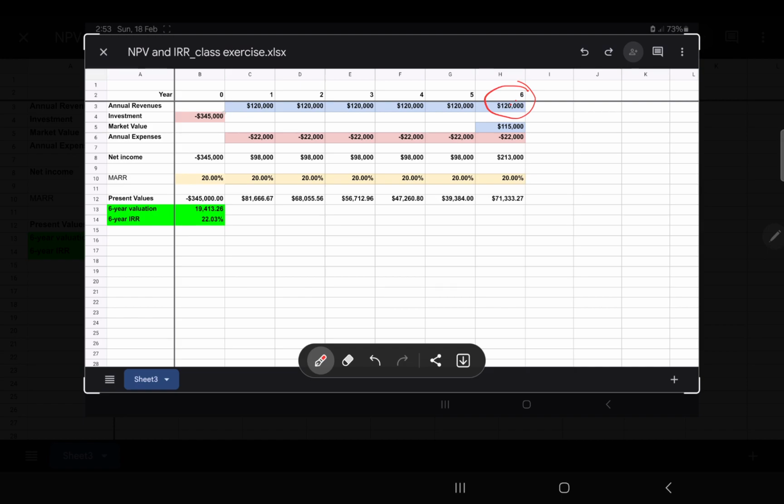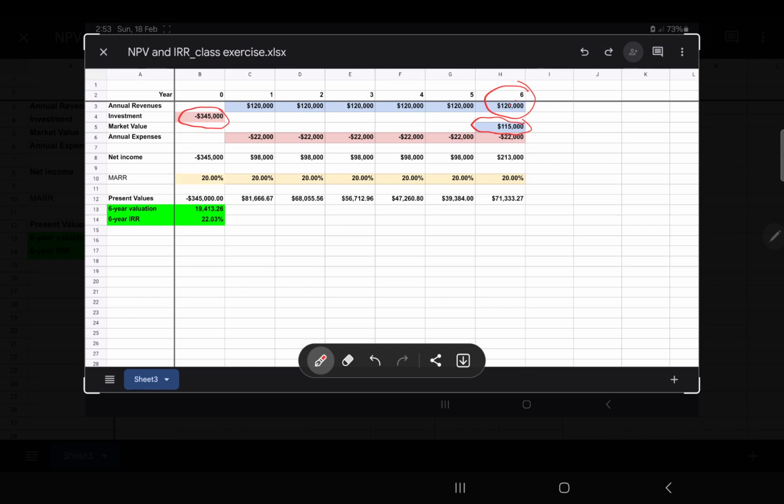Your investment, which is 345,000, is a negative cash flow, so we have a negative sign. The market value is only applied at the end of the study period, which is year 6, so we have a positive 115,000. The annual expenses are negative cash flows, so we have negative 22,000 each year.